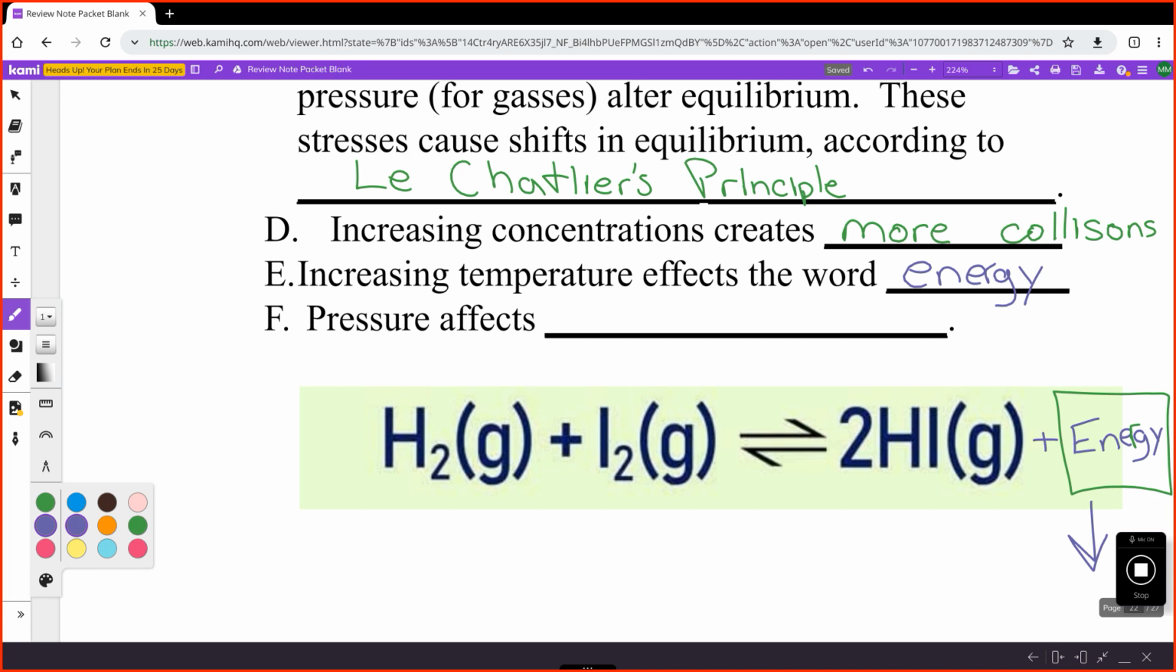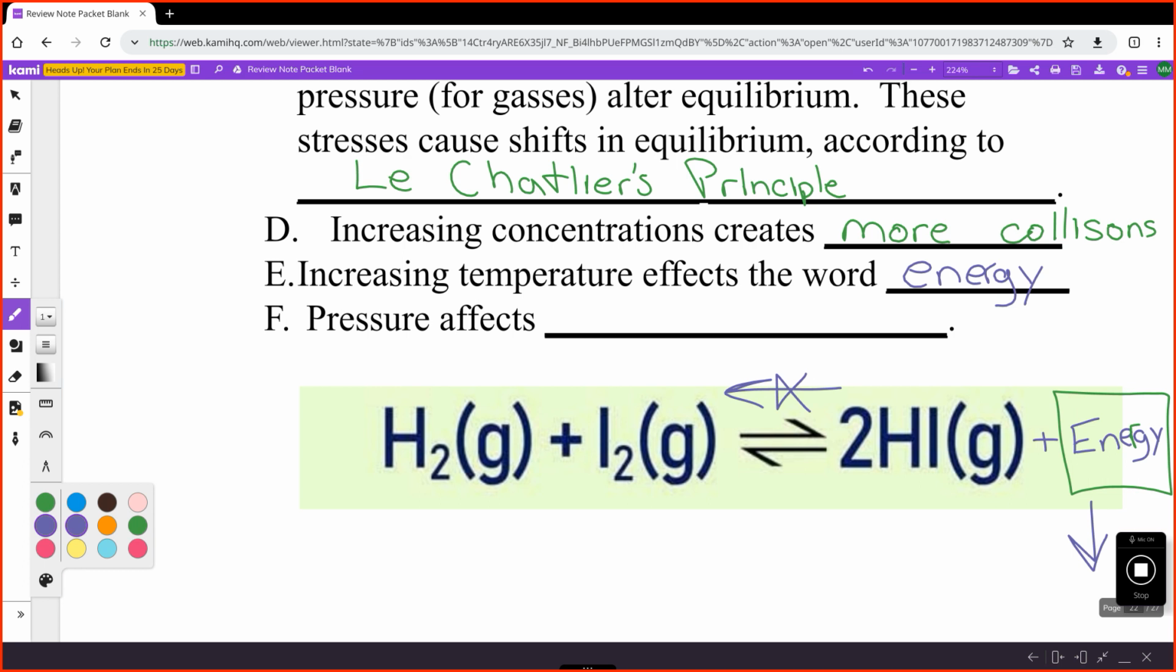Right? So if I took the energy away from the product side, what would happen? Well, the real scientific fact of what would happen is there would not be energy for HI to absorb to create a reverse reaction. This couldn't happen. If energy was removed, you could not make the reverse reaction happen. There is no energy for HI to absorb to break apart.